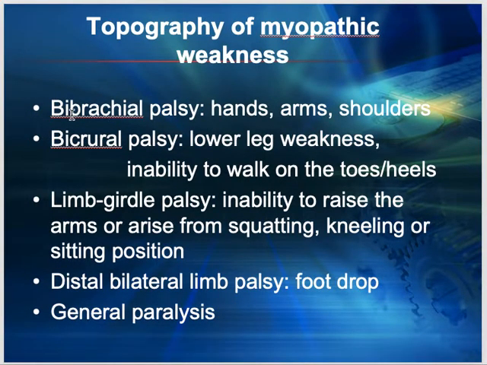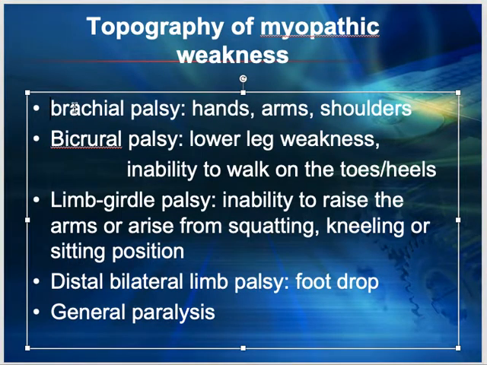To check the brachial arm, you have to examine the hands, arms, and shoulder. By crural palsy, you have to check the ability to walk. Limb-girdle palsy means inability to raise the arms or rise from squatting, kneeling, or sitting position, simply to check whether the proximal muscles are involved or not. We ask the patient to comb the hair; when we comb the hair, the shoulder muscles are the ones playing the role.